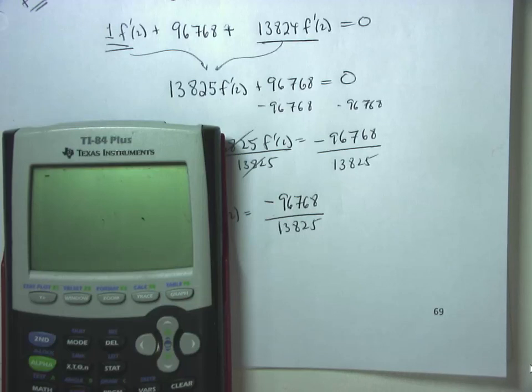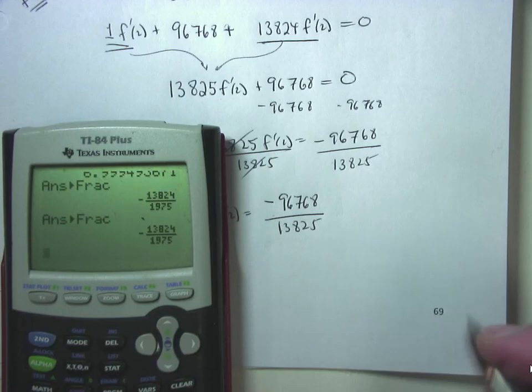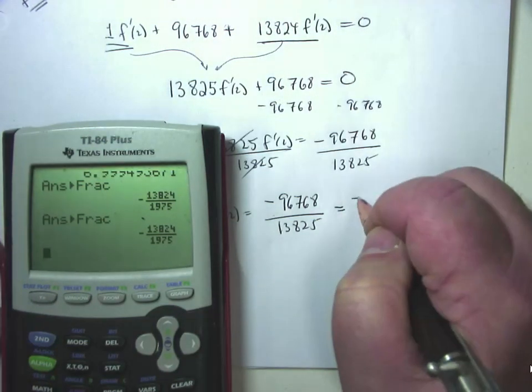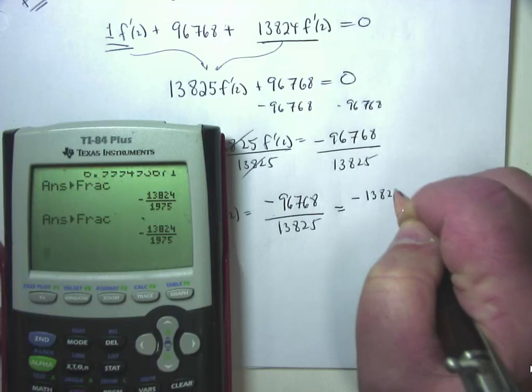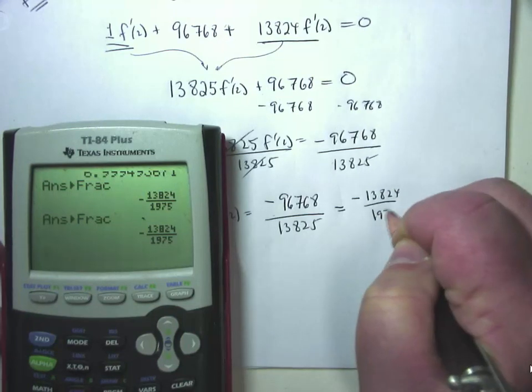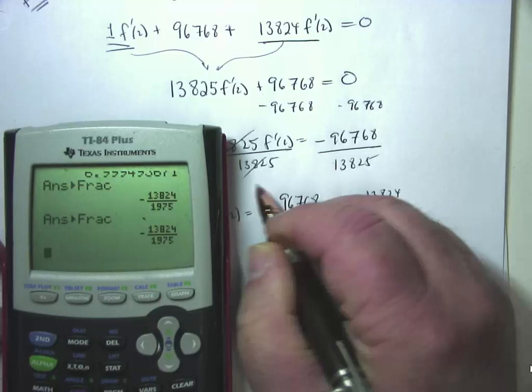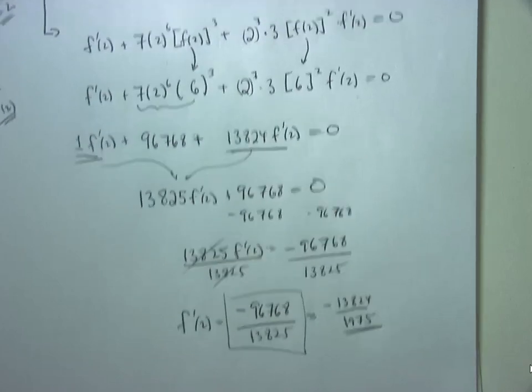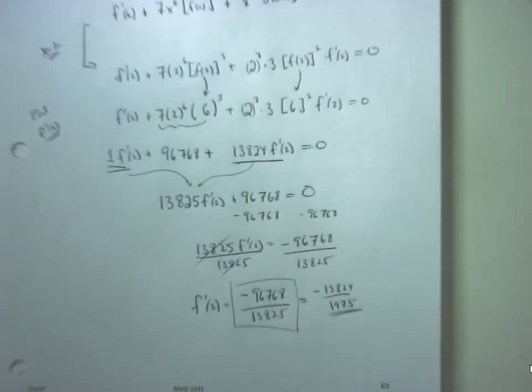Negative 96,768 divided by 13,825, and we can convert it back to a fraction. Yeah, it actually does reduce a little bit. It reduces to negative 13,824 over 1975. But you know what? WeBWorK doesn't care. Just chunk that in there and you'll be happy about it. Does that make sense, though? Did I lose you guys anywhere on this one?